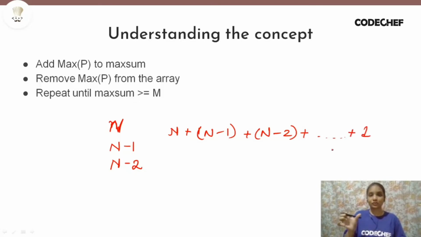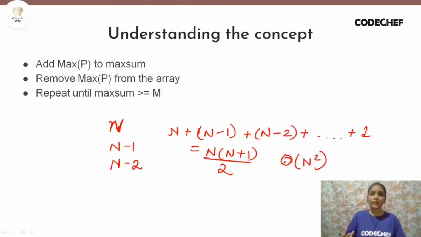So we need to do the entire calculation, or if in between we get our max sum to be greater than or equal to m, then we'll stop in between, otherwise we'll go on up till the very end. So what this equals is n into n plus 1 by 2. And this is exactly what our time complexity is going to be. So our time complexity is going to be of the order of n square in this approach.